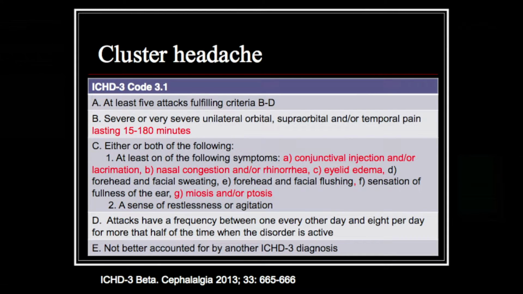Now, cluster headaches have a characteristic duration. They have this ICHD code 3.1. These headaches last a characteristic duration of 15 minutes to 180 minutes, and they generally have at least one of the following symptoms. They have either conjunctival injection and lacrimation. Another category would be nasal congestion and rhinorrhea, eyelid edema, and then miosis and ptosis.